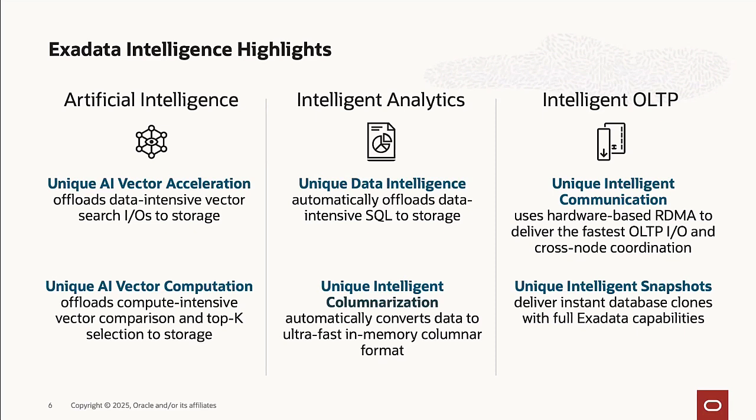Our database 23AI came out with a new data type called vector search. And on the Exadata platform, it can run the vector search queries 30 times faster with those unique algorithms. And then those all important analytics. Our customers have been adding lots more data into the database, but being able to intelligently utilize that data helps build a better business for their customers. And finally, OLTP workloads are our bread and butter of all the applications that you run. We use the latest hardware-based RDMA to deliver the fastest OLTP IO, and then clustered databases are able to cross-node coordinate all those different queries together.